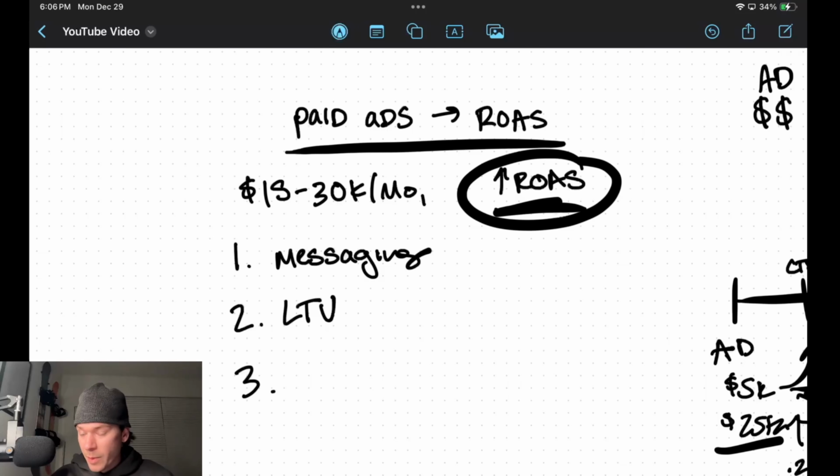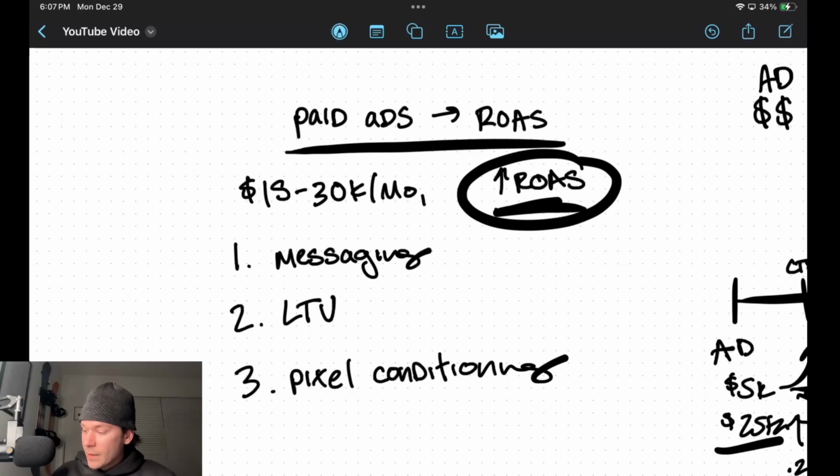And if you pair these two, you're able to test your messaging and you restructure your offer. You figure out a way to increase the LTV of your clients. The last one that I think is a pro tip, more on the Facebook side, but really with anything, is understanding how to leverage pixel conditioning. And most people don't talk about it.